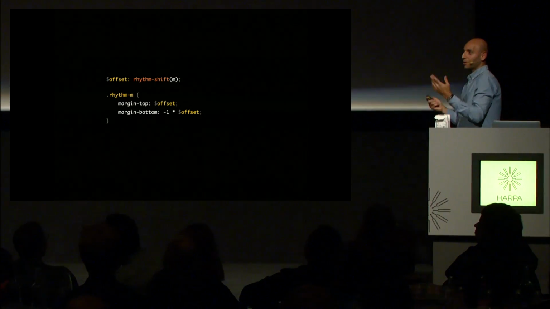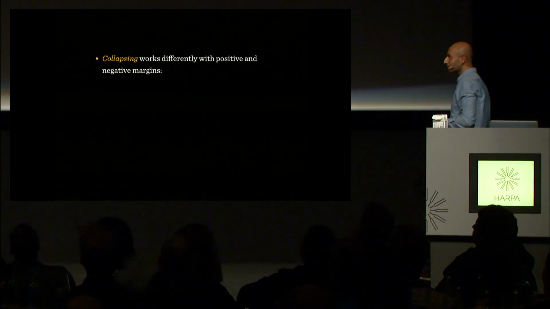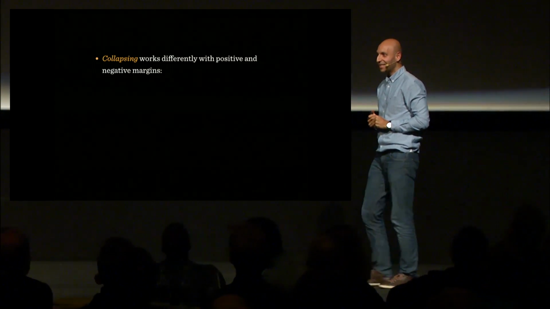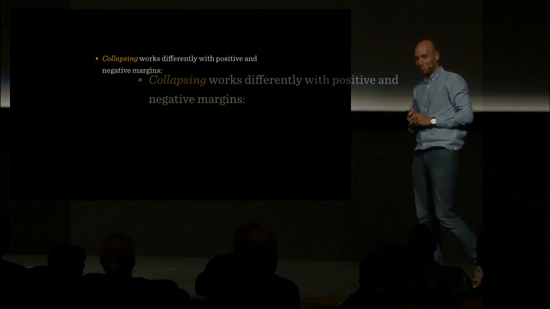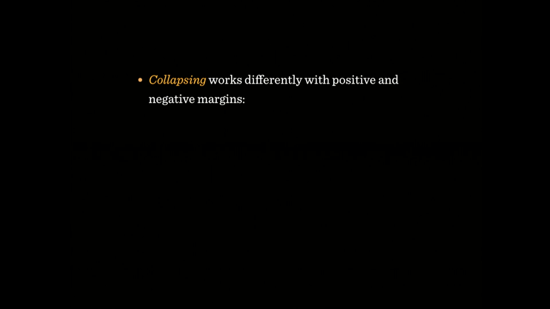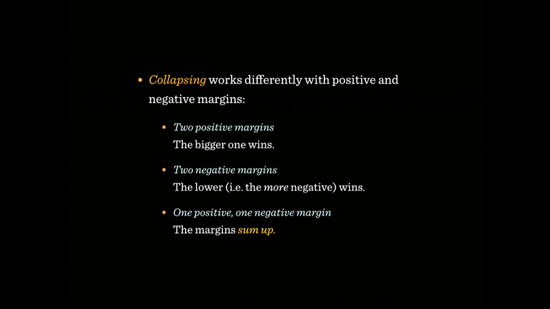So why does it work? Because we have collapsing margins in CSS. If you look into the spec in the evening, at night, you'll be able to find some really interesting facts about how it works. As it turns out, collapsing margins are not always collapsing margins. They work differently with positive and negative margins. If you have two positive margins, the bigger one will win. Imagine you have a margin bottom and a margin top. If you're doing CSS, you will notice stuff. If you have two positive values on two consecutive paragraphs, the one with the bigger value will win. If you have two negative margins, the one that is more negative is going to win. If you have one positive and one negative, they're going to add. So the margins will sum up.